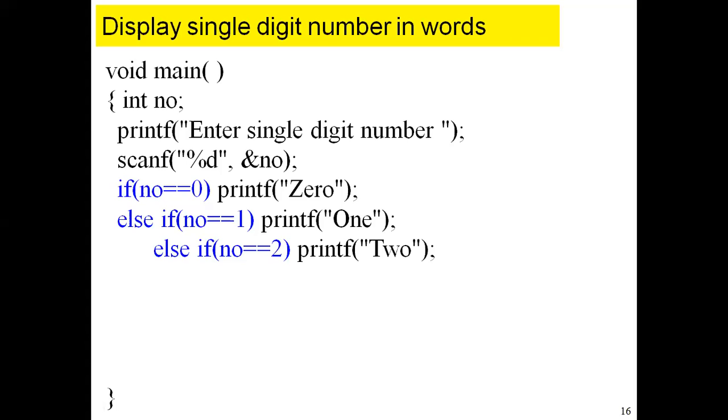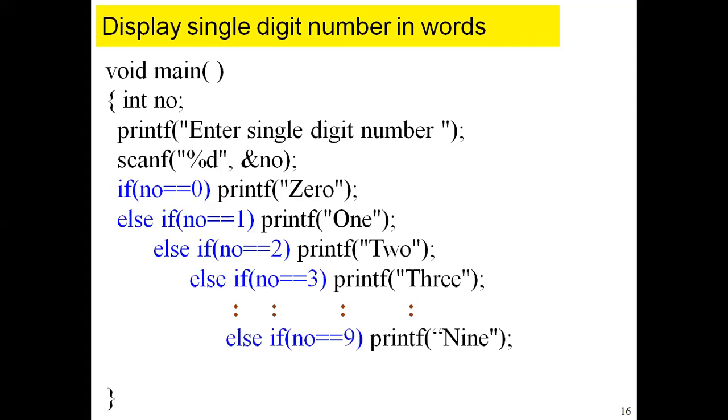Else if number is 2, printf 2. Because all our digits, don't write them in single quotes. These are all numbers. So don't write 0, 1, 2 in single quotes. Then else if number equal to 3, printf 3. Like this you can go on writing till 9. So lastly, else if number equal to 9, printf 9.